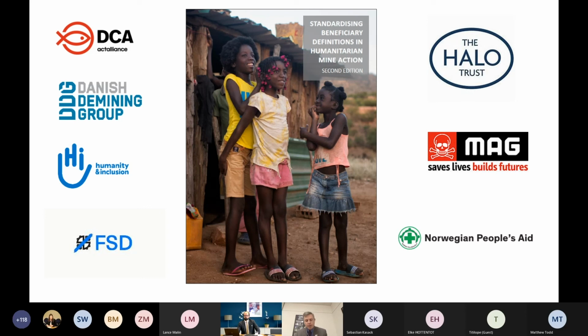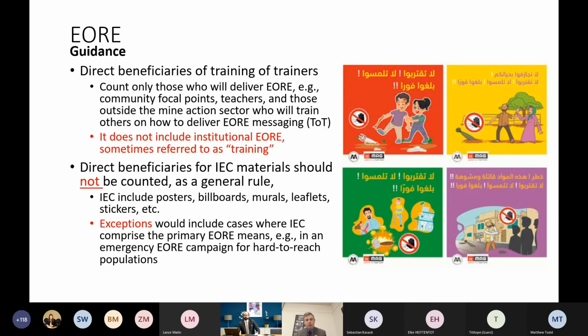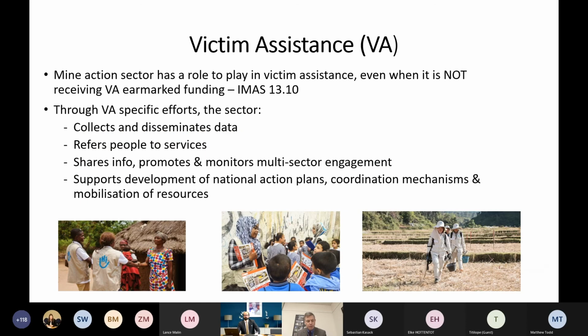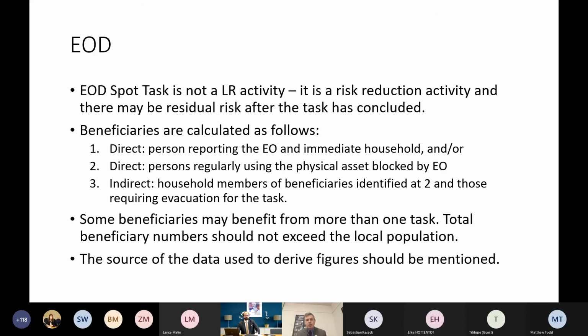Now, some beneficiaries may benefit from more than one task, but obviously total beneficiary numbers should not exceed the local population. Now, the source of the data used to derive the beneficiary figures should be mentioned, be it a census or a key informant like a local village leader or someone similar. And if we wish, we can use the land use categories mentioned in the land release guidelines section to further describe the impact of the work. Ambassador, that's all I have to say.